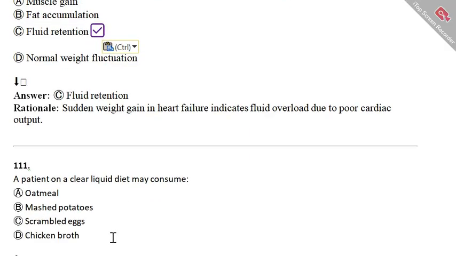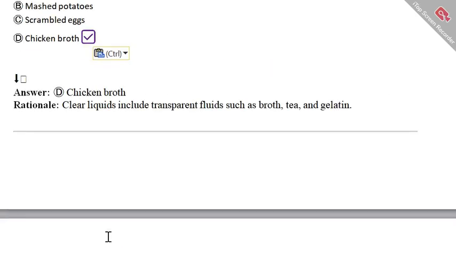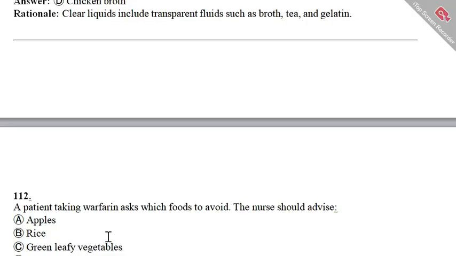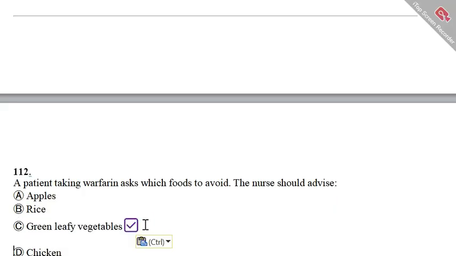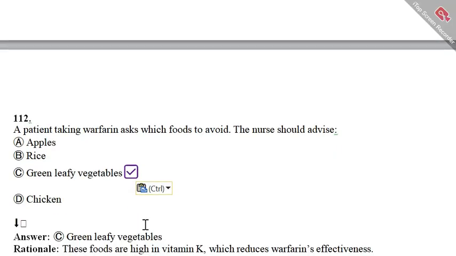A patient on a clear liquid diet may consume... The correct option is option D, which is chicken broth. The next question, 112. A patient taking warfarin asks which food to avoid. The nurse should advise. What the nurse will advise in this scenario? The correct option is option C. That's green leafy vegetables.